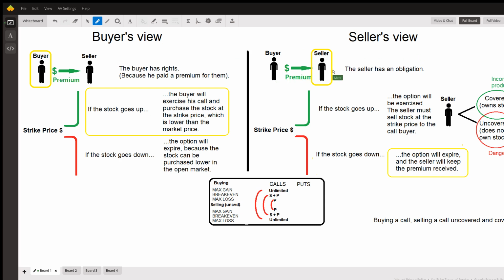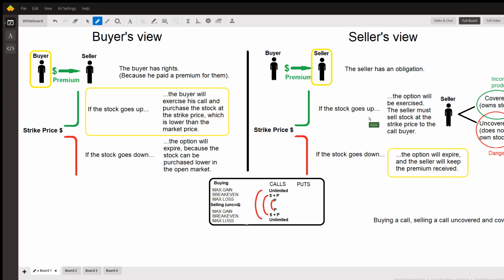The seller received a premium. He may or may not have an obligation. Now, let's say that stock went down to 30. The buyer, the decision maker, is going to let it expire. If the stock goes down and it expires, well, the seller will keep the entire premium received and not have to do anything. The seller wants the option to expire.